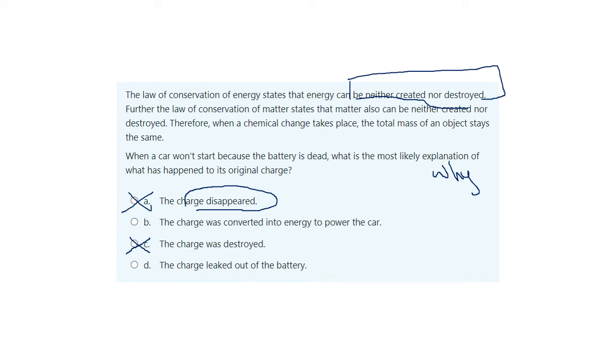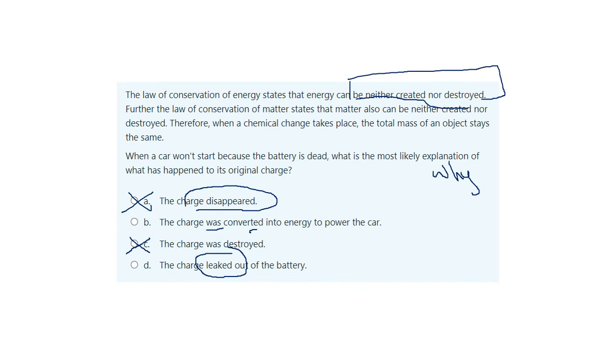The charge was converted, past tense, was converted into energy to power the car, or the charge leaked out of the battery. We sometimes talk about batteries leaking, but it's not a scientific explanation. The scientific explanation would be that energy is converted into a different form. Energy can't be created, energy cannot be destroyed, it only changes form. So the chemical energy that was in the battery had to be changed into some other type of energy.